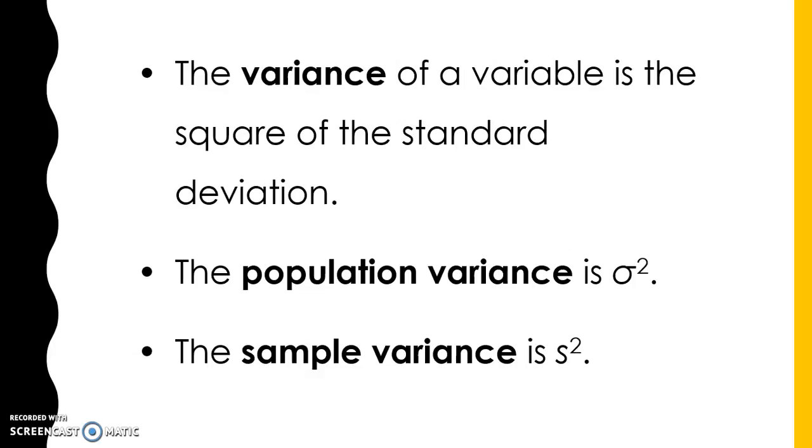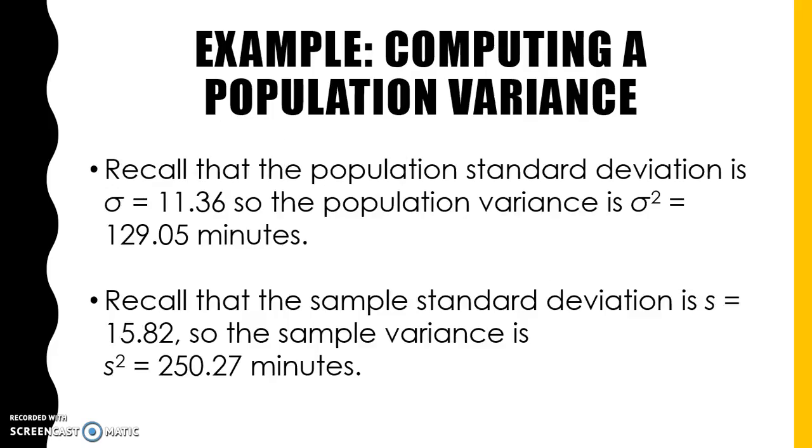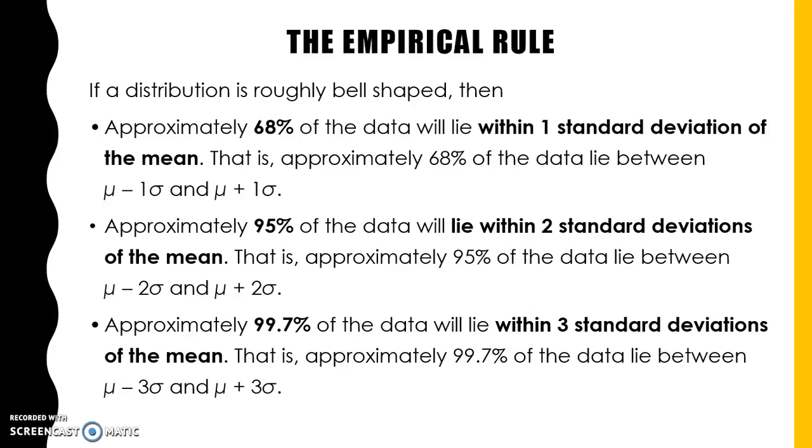The variance of a variable is just the square of the standard deviation. Whatever your standard deviation is, you just square that value, and that's what we call variance. Again, there are the symbols for those. We're going to go into detail on that in a minute, and then we'll talk about the empirical rule later on in detail as well.